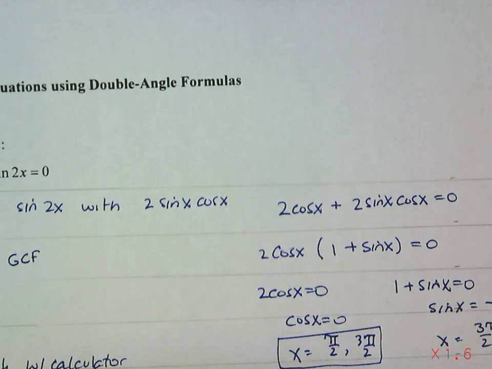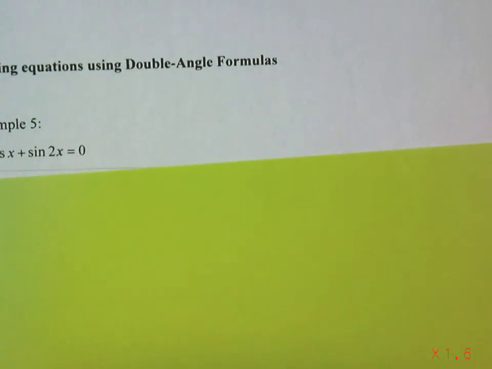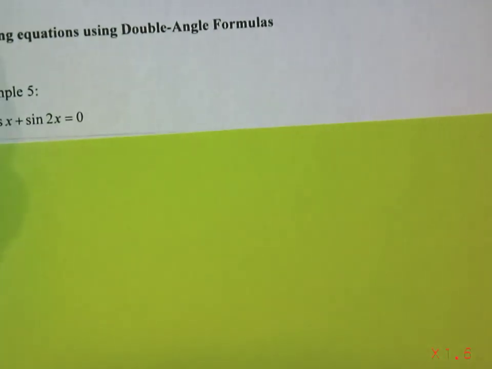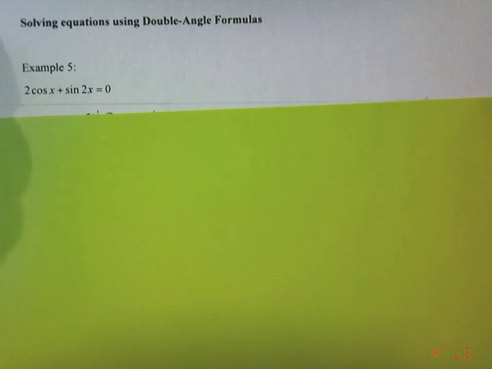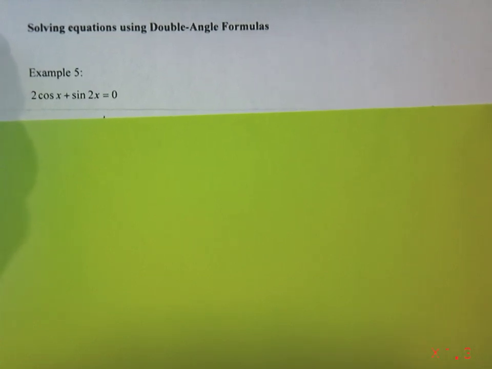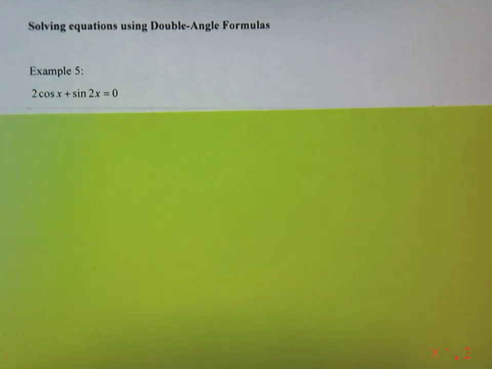A couple more examples on the back. Okay, these ones now I'm going to be solving the equations using double angle formulas. And just like before, there's infinitely many solutions when you're talking sine and cosine or tangent. So we're only going to find all the solutions between 0 and 2 pi. That just makes our work a little bit less daunting.